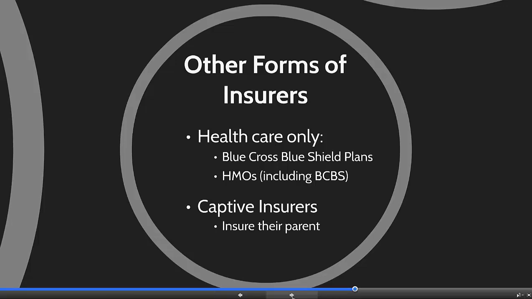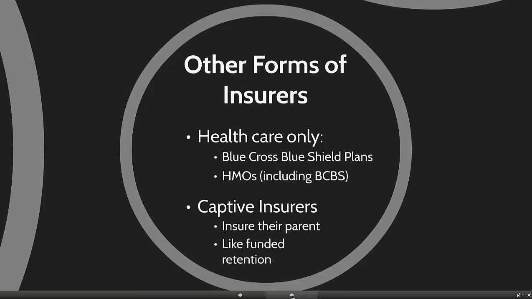So they only have one client. And essentially this is kind of a fancy form of self-insurance. And this would only be for very large organizations like an oil company or a large retail company, because again, it's like funded retention or self-insurance. But the primary reason companies will do this is because of the tax advantages of having insurance and to take advantage of having a third-party administrator, and yet they're large enough to self-insure.